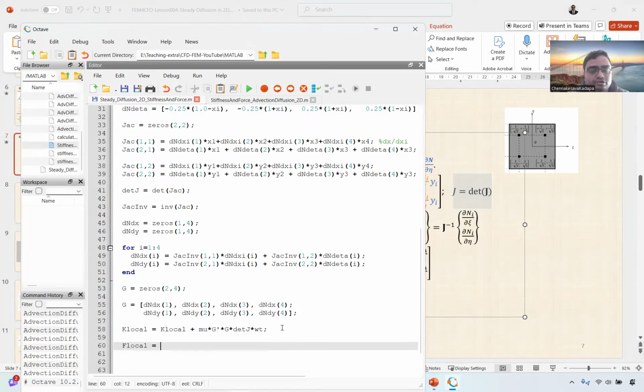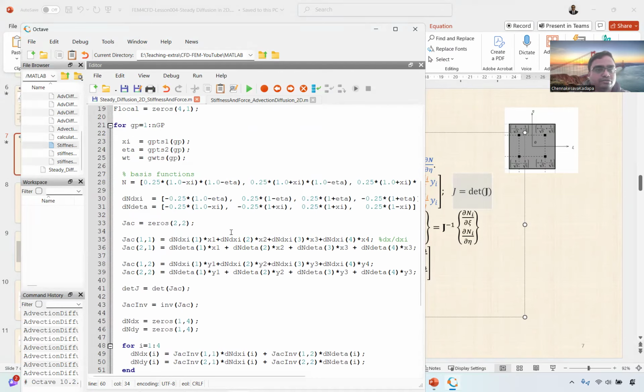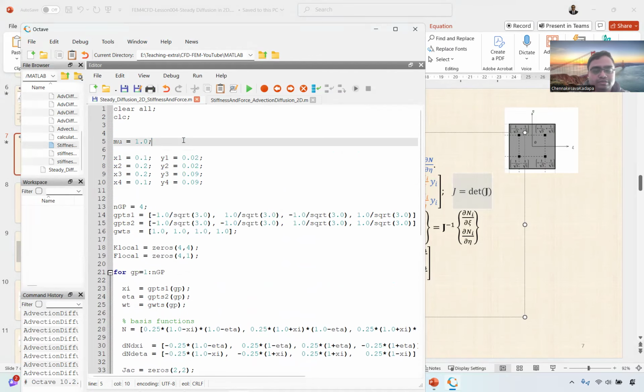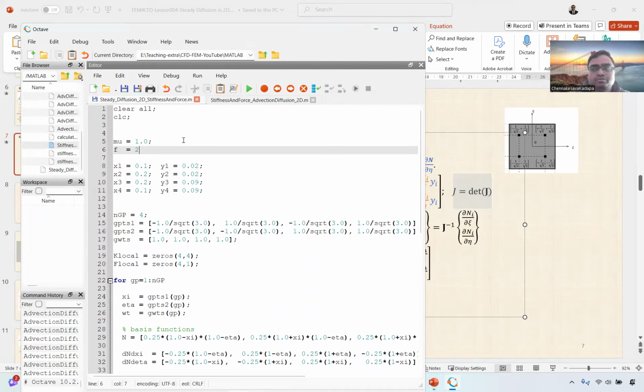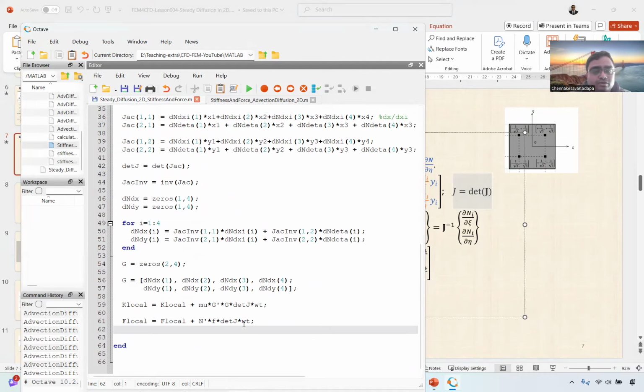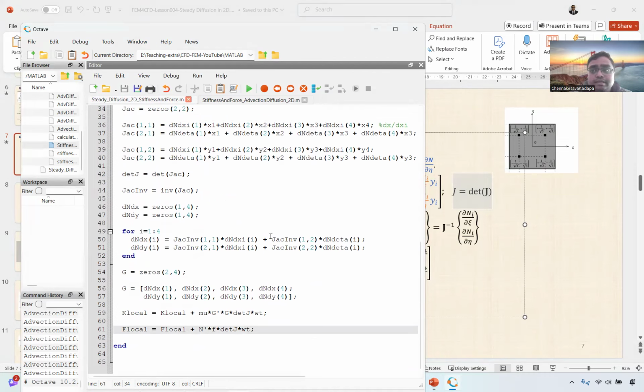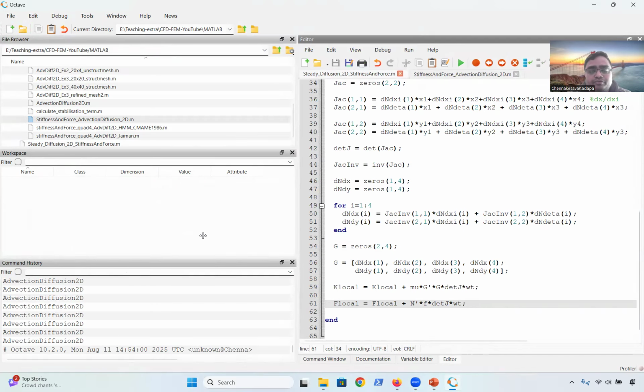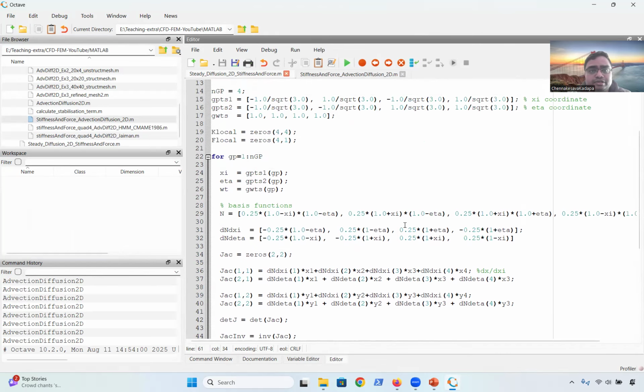Similarly, F lateral, so we need to add to the previous one. N transpose multiplied by F, determinant of J, multiplied by weight. Here we need F, and we can say F equal to 2, just for evaluating the matrices and vectors. So that's all. That is how we calculate the element stiffness matrix and element force vector for a 4-noded element for the 2D diffusion equation.